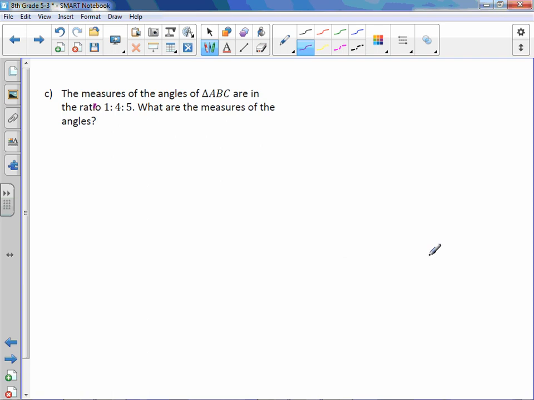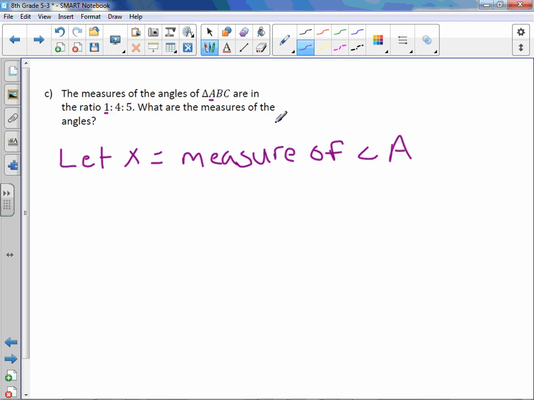The measures of the angles of triangle ABC are in the ratio 1 to 4 to 5. What are the measures of the angles? Well, let's let x equal the measure of angle A. I know that A corresponds to the 1 here, simply because A is written first and this ratio starts with the 1, which means B corresponds to the 4 and C corresponds to the 5.